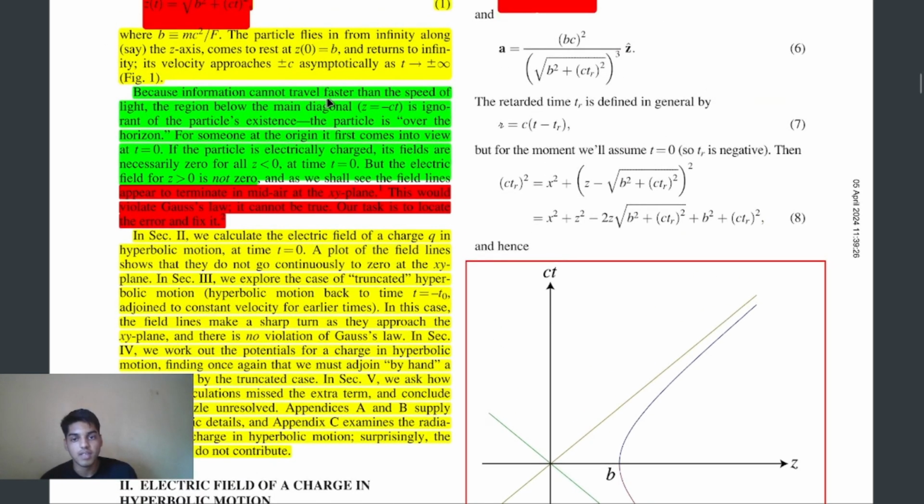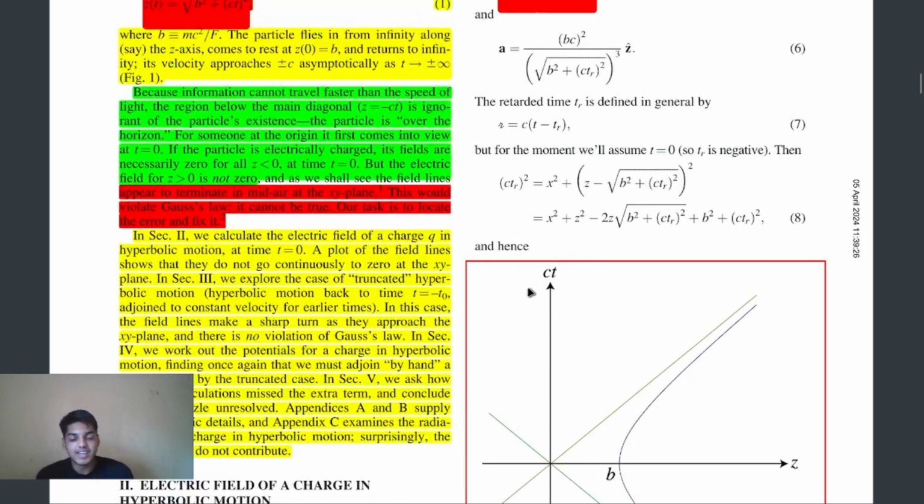As we know, information can't travel faster than the speed of light, and it would be just along the main diagonal, the asymptote tangent to the hyperbolic motion. As this article shows, the field lines appear to terminate in midair at the xy plane. This would violate Gauss's law. It can't be true. Our task is to locate the error and fix it.